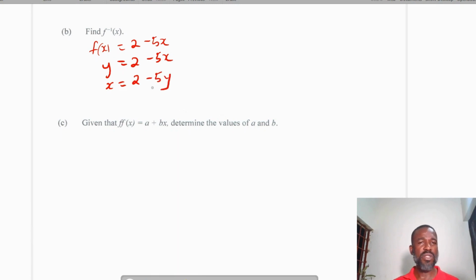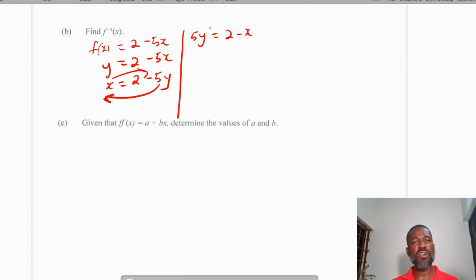Now, to simplify things, I'm going to carry this 5y across the side and then carry the x over here, because we want to make y the subject. So we have 5y is equal to 2 minus x. Because remember, if you have a positive x here, if it comes across to the right hand side, it now becomes a negative x. So we have 5y is equal to 2 minus x.